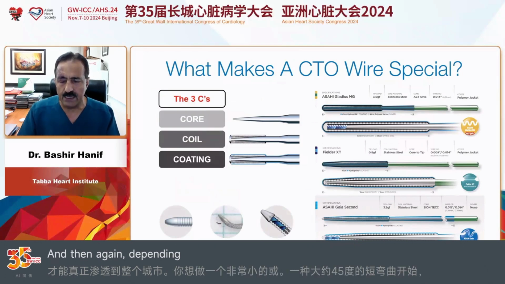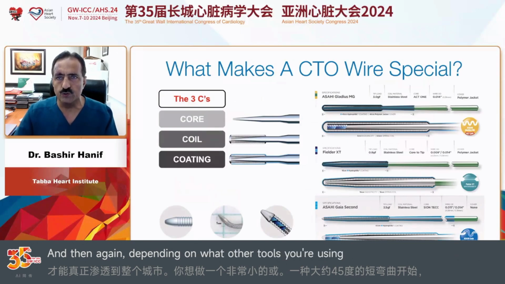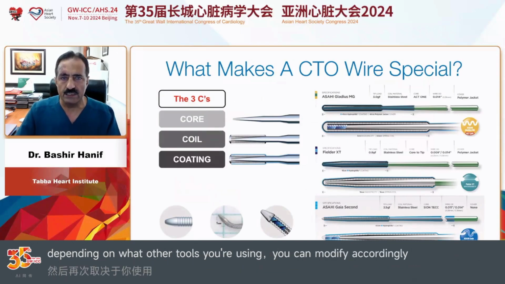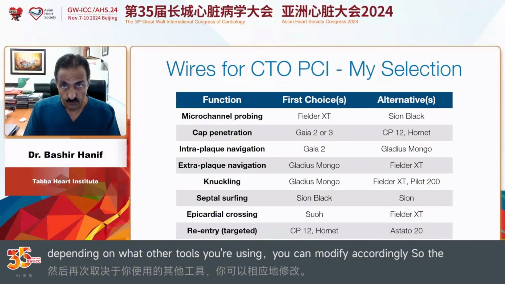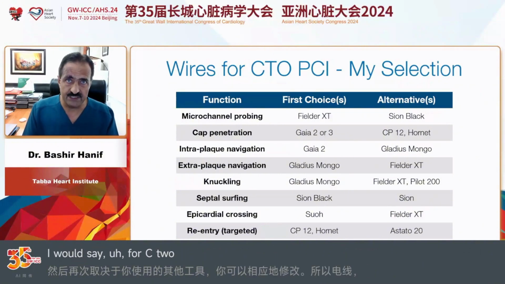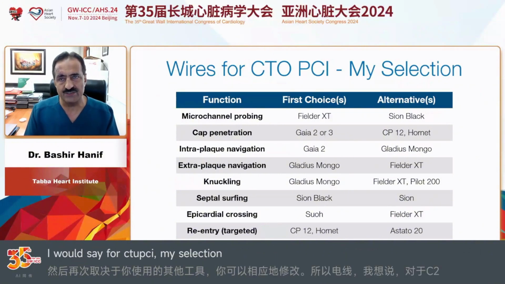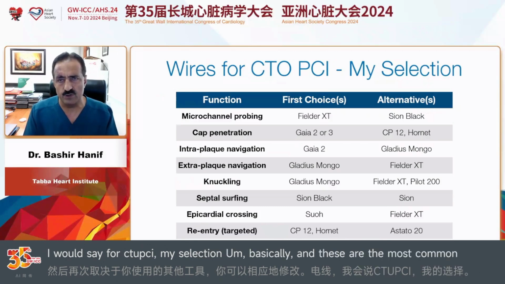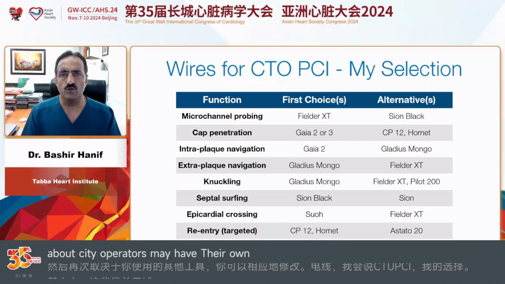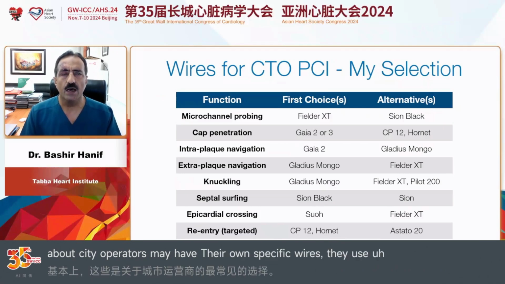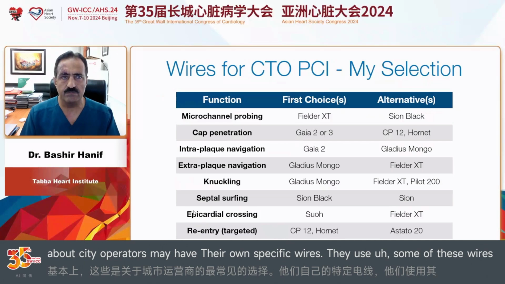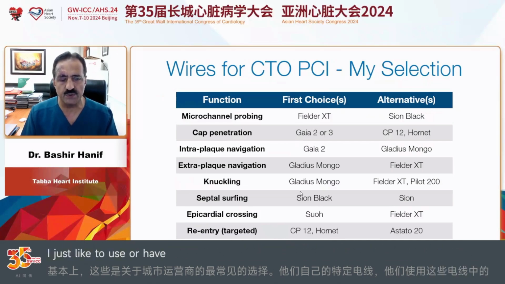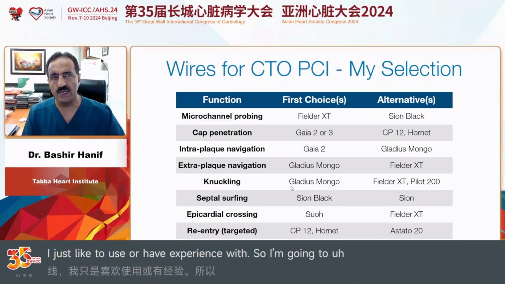And then again, depending on what other tools you're using, you can modify accordingly. So the wires, I would say for CTO PCI, my selection basically, and these are the most common selection. CTO operators may have their own specific wires they use. Some of these wires I just like to use or have experience with, so I'm going to give you that.